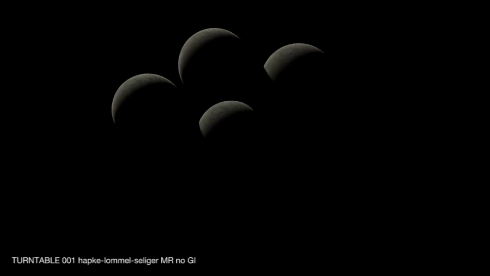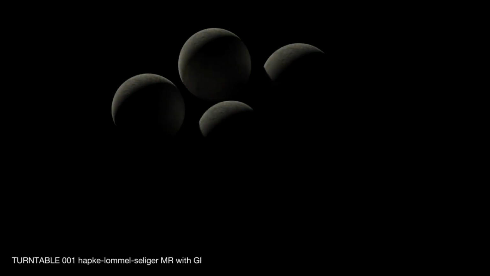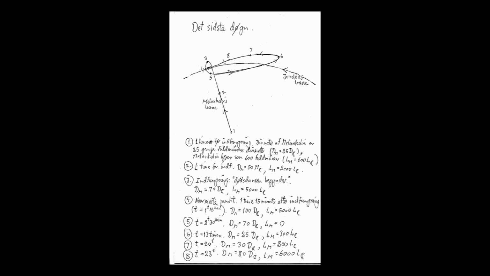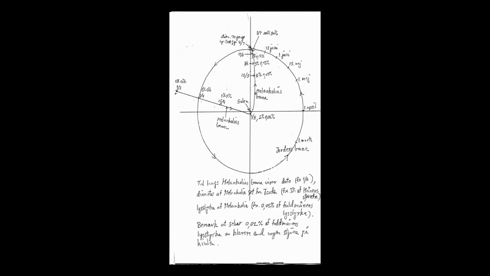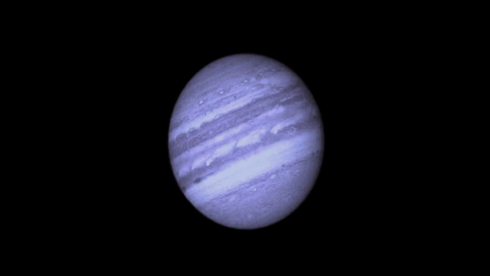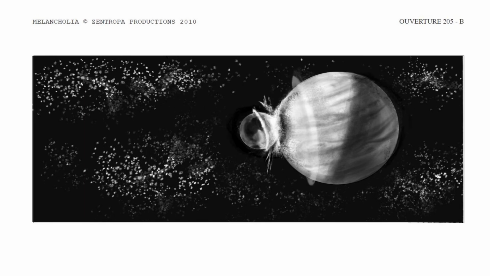This is some early visualizations we did before production started of how the planet should look. This is some of the scientific input we got and various color tests we did with the DP and Lars, and some production illustration.